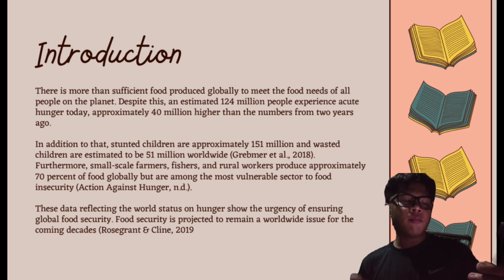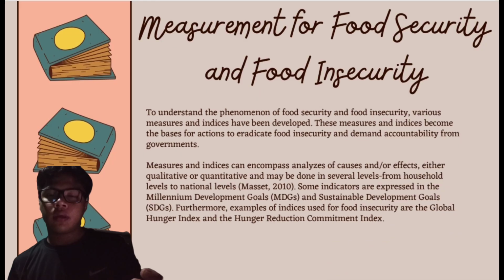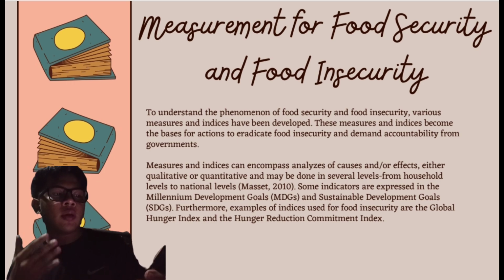Here are the important aspects of food security: availability, access, utilization, and stability. In this slide, we look at measurements for food security and food insecurity. There are certain measurements for us to be able to understand the phenomenon of food security and food insecurity. Various measures and indices have been developed.